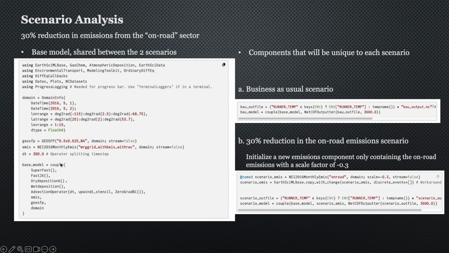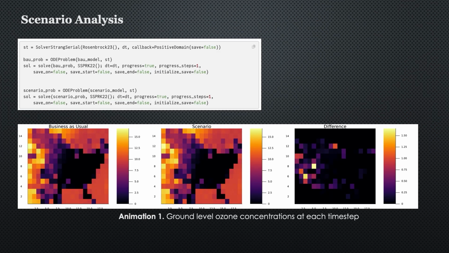So we have chemistry, photolysis, radiation, things like that, deposition. And then we add in emissions from all the air pollutants in the United States in this case. And then we also have another scenario where we also add in a 30% reduction in emissions from cars and trucks on the road. And we can do that with this amount of code.